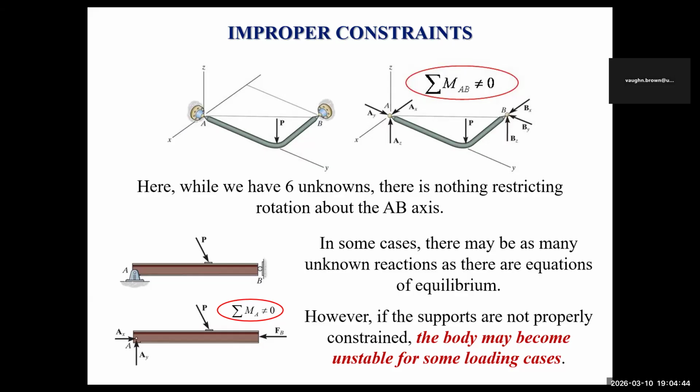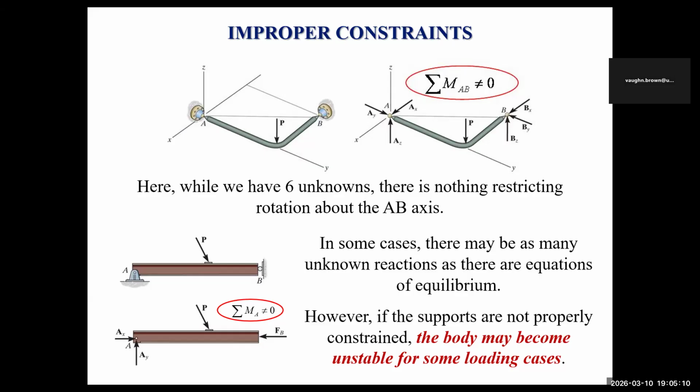So if you notice, look over there on the free body diagram. You see that you have reactions in all the different directions, as we had said on the template. And all of them have reactions in all of the different areas. While we have 6 unknowns, there is nothing restricting rotation about the AX axis. Right. In some cases, there may be many unknown reactions.